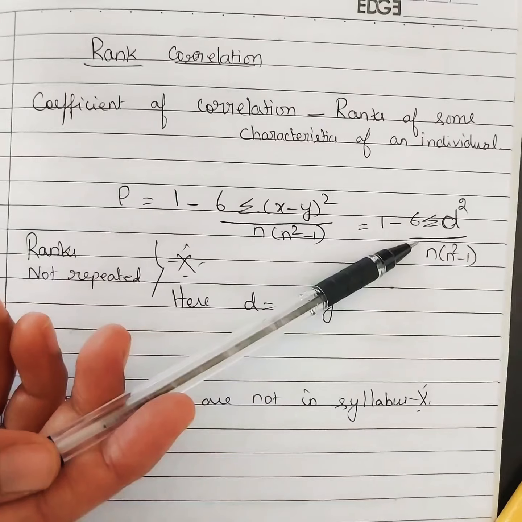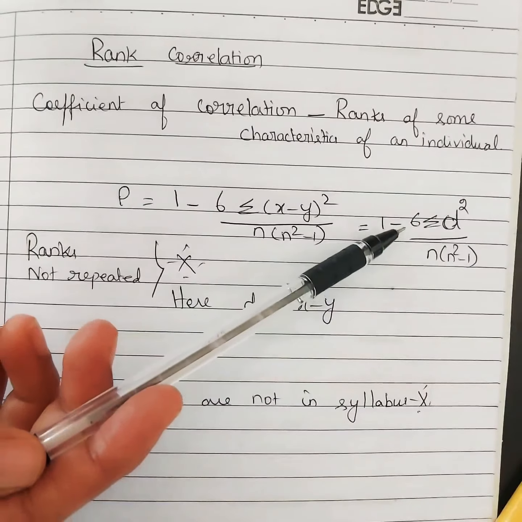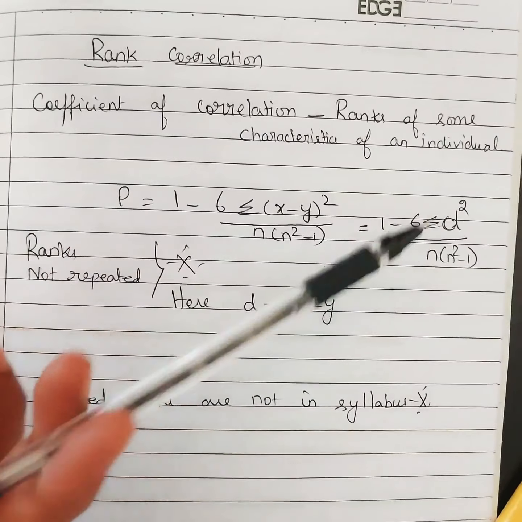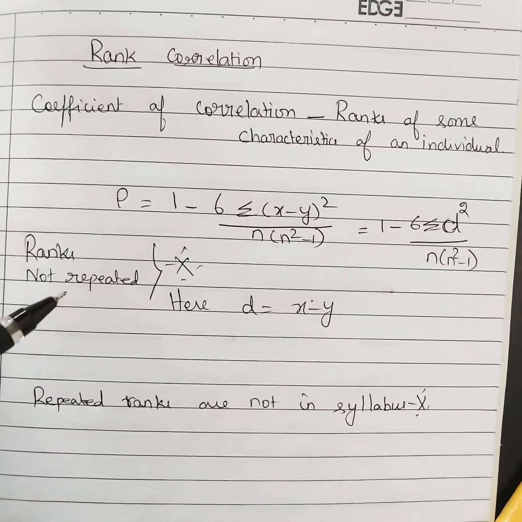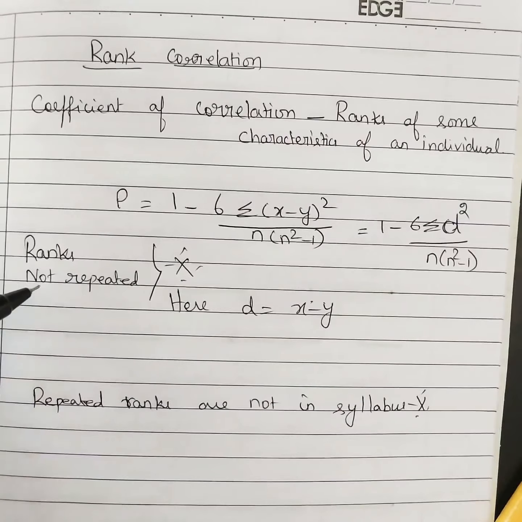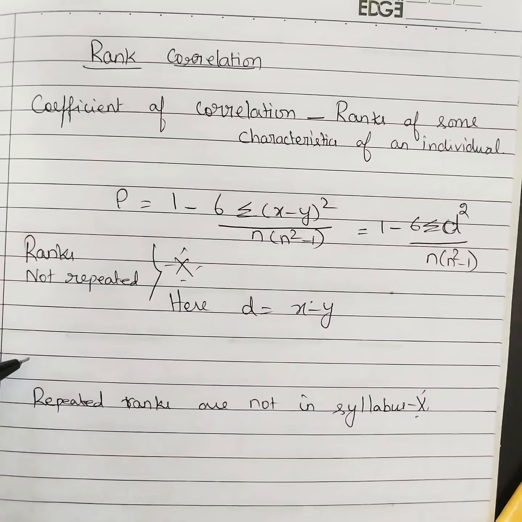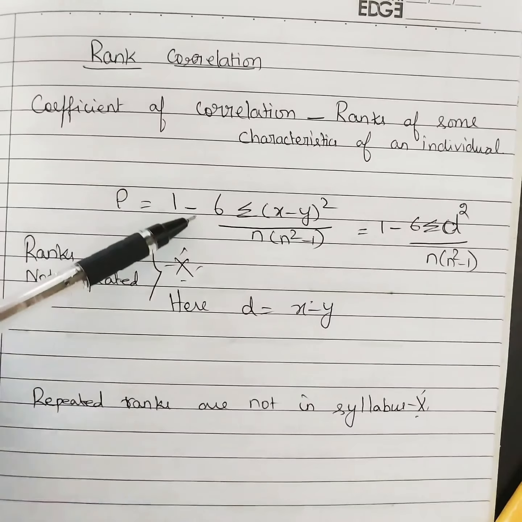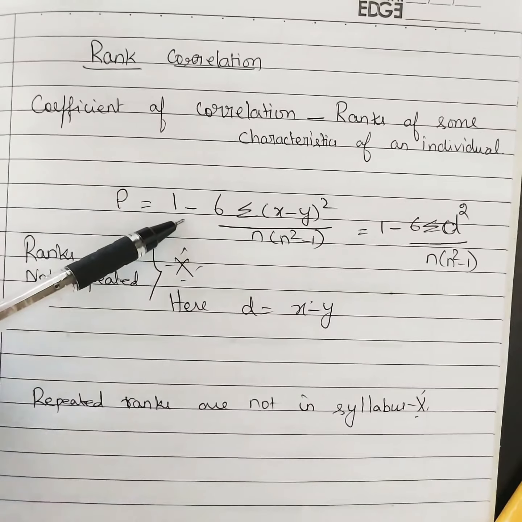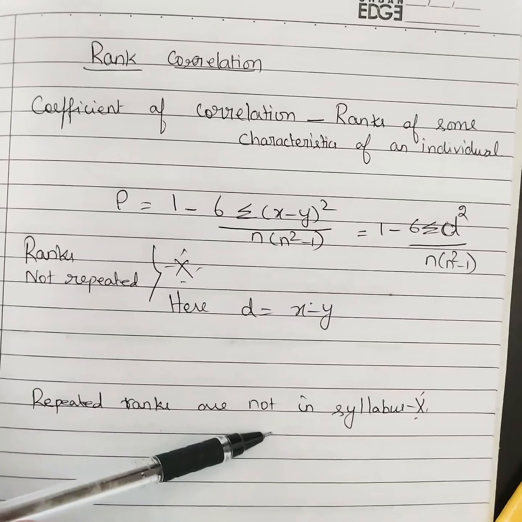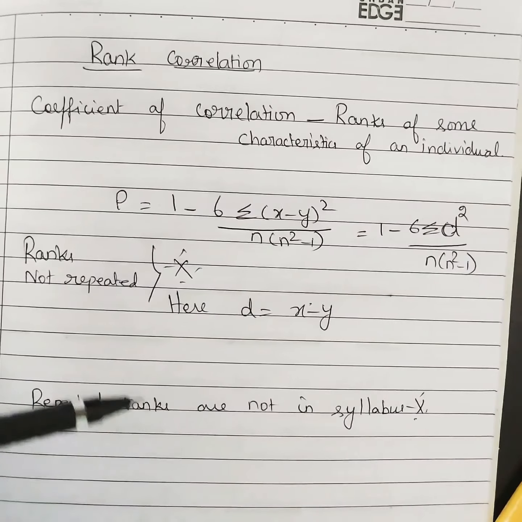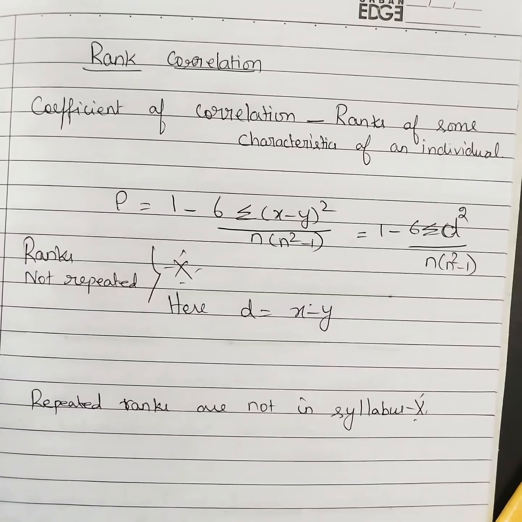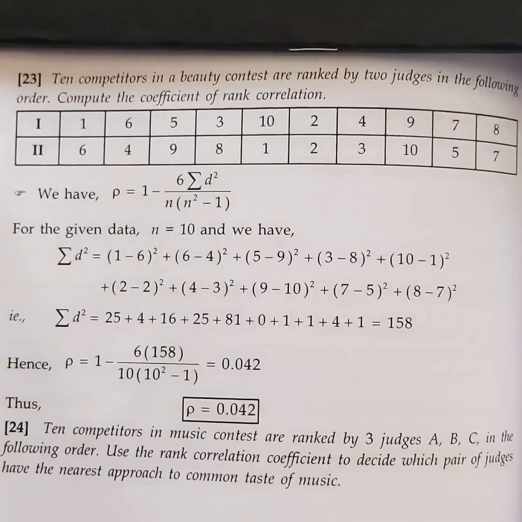Remember, this is not for the whole term, it is 1 minus the second term. Please be careful with the formula. And this is the formula if the ranks are not repeated. If the ranks are repeated, the formula will slightly change. Again, repeated ranks are not in your syllabus. Towards the end of the video, I will give you the idea of what to do if the ranks are repeated. Now, let's get into the syllabus.